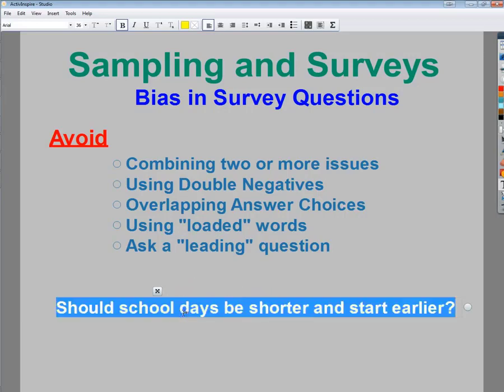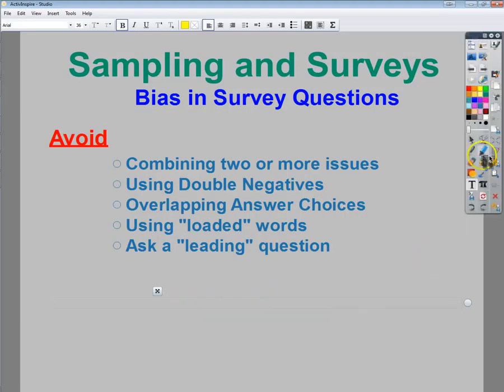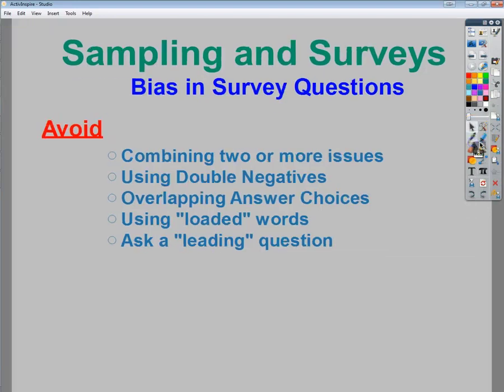From there, we may deal with using double negatives. Do you not disagree? That kind of thing. Anytime you use double negatives, you're starting to add sort of murkiness into the question process, and people may choose the wrong thing, something that they don't mean.